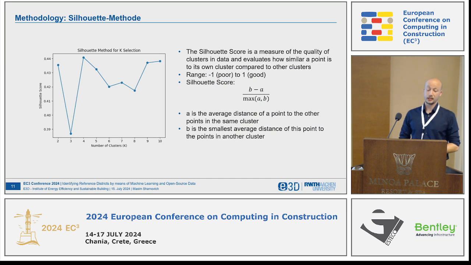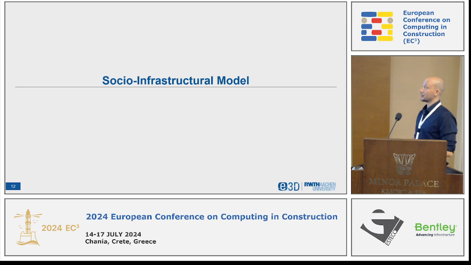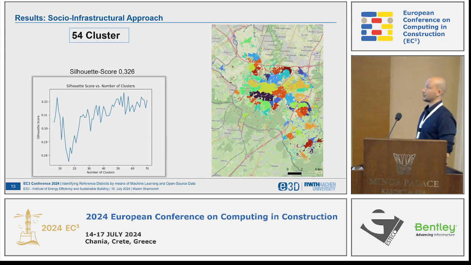And we evaluate it by using the silhouette method. So this is the method basically calculating how cohesive one cluster is, and ranges from -1, poor, to 1, very good. So, coming to the results. The first model, what did it produce?